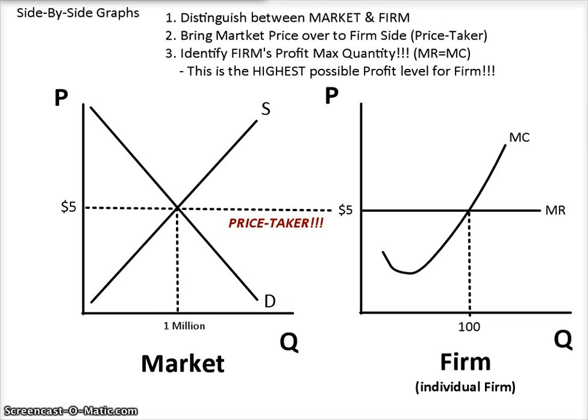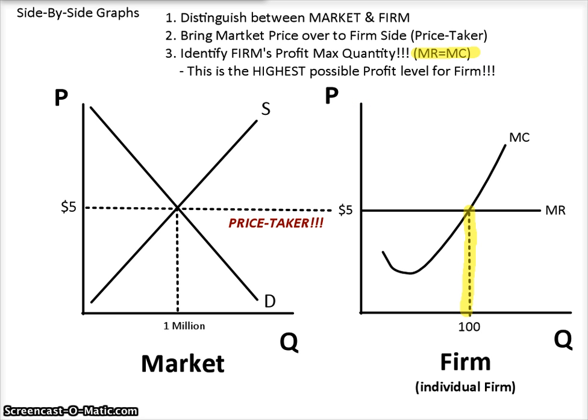Moving on. Here are your graphs side by side. You've seen this a couple times now. Be attentive to these side-by-side graphs. Be attentive to 1, 2, and 3 up above. Never, ever, ever forget profit max. MR equals MC. The decision making of the perfectly competitive firm. MR equals MC. Never, never forget.